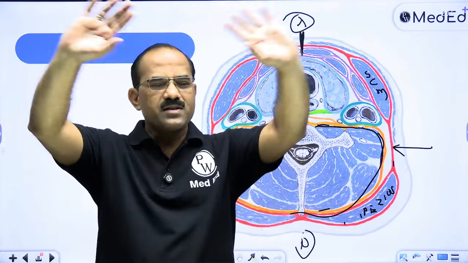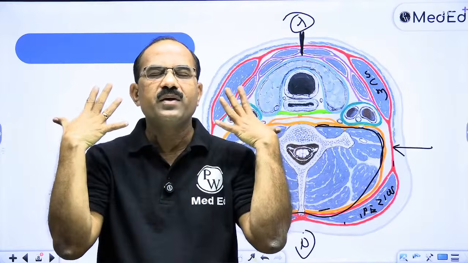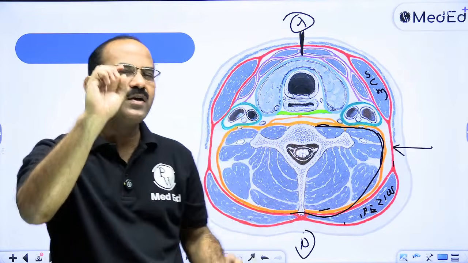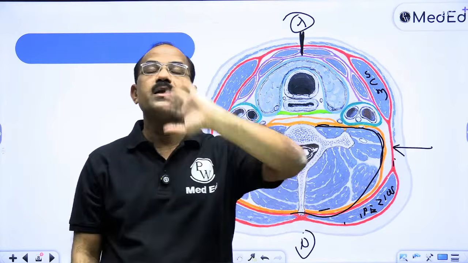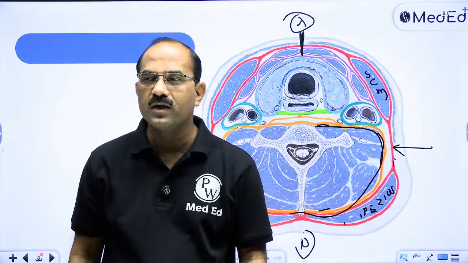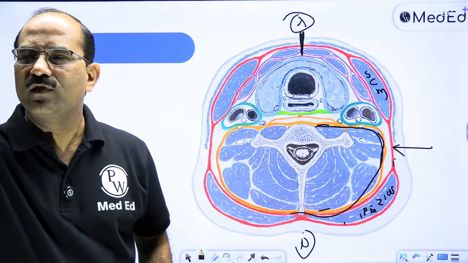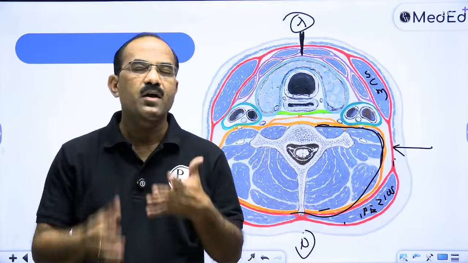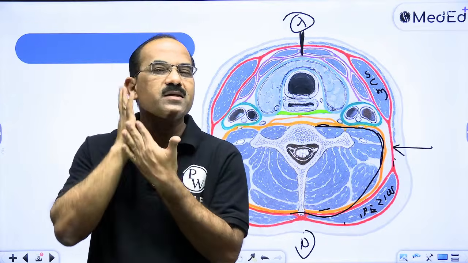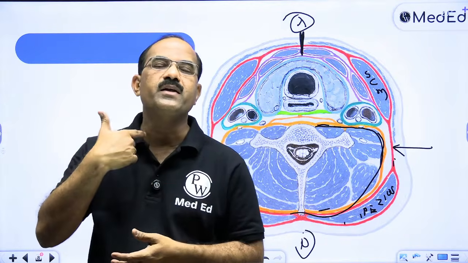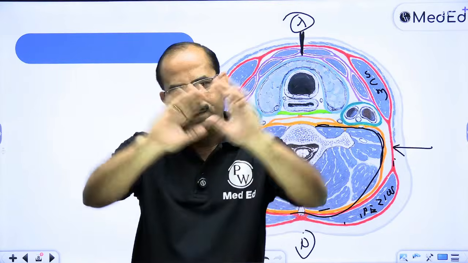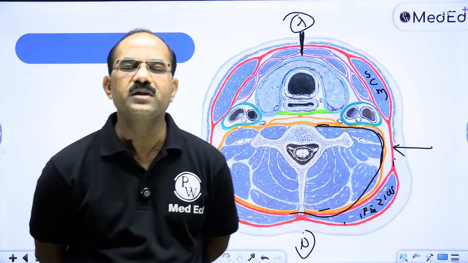Are you understanding this? Clear to all of you? So the roof of the posterior triangle is formed by skin, superficial fascia, number 3 in red, the investing layer of the deep cervical fascia. Then come the four branches of the cervical plexus and the external jugular vein. That's it. That's about the posterior triangle of the neck.